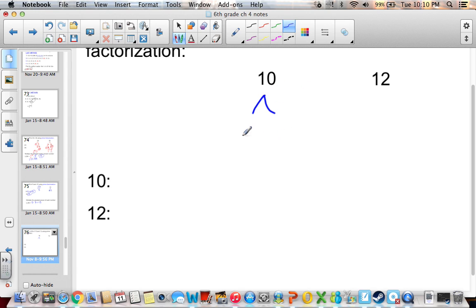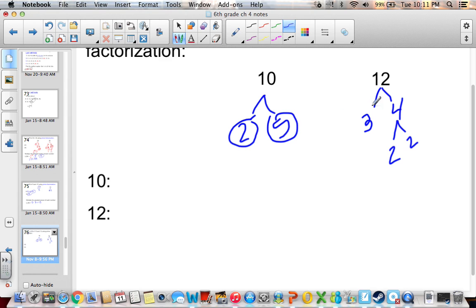So the prime factorization of 10 is 2 and 5. Prime factorization of 12, I'm going to do 3 and 4, and then I know that 4 is 2 and 2. So I'm going to circle these because they're prime, and circle these because they're prime. So this is 2 times 5. This is 2 squared times 3.